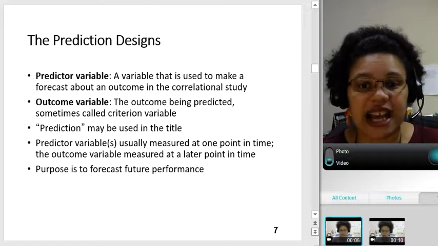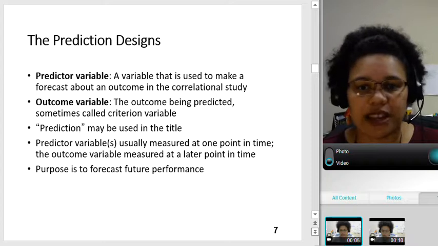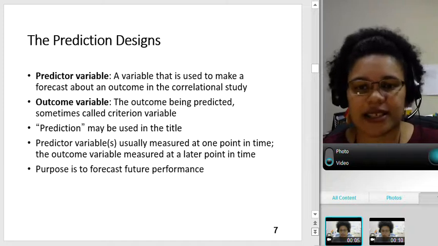With a prediction design, you have a predictor variable, and that's the variable that's used to make the forecast about the outcome. And then you have the outcome variable, which is sometimes called the criterion variable, but it's more often called the outcome variable, so that's what I'll refer to it as. That's the outcome that's being predicted. Prediction may be used in the title or the abstract.